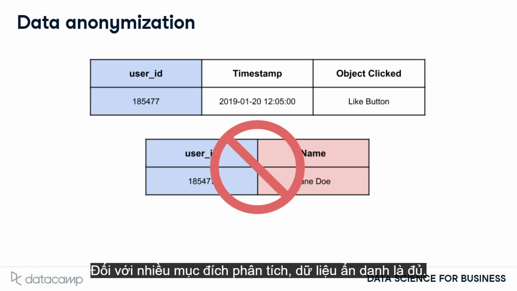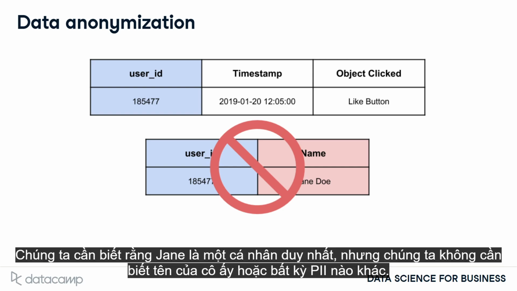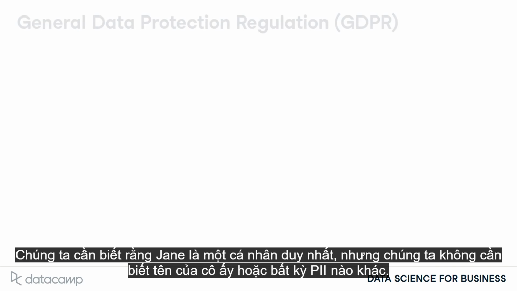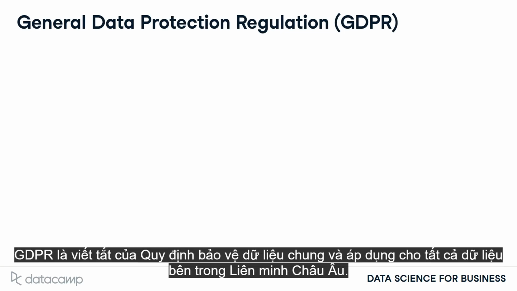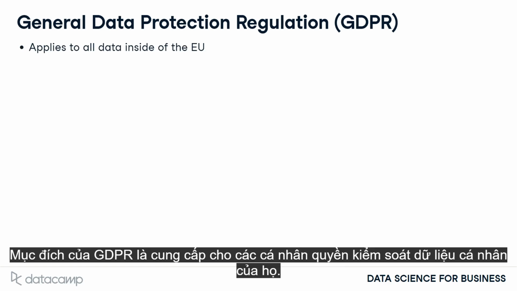For many analysis purposes, anonymized data is sufficient. We need to know that Jane is a unique individual, but we don't need to know her name or any other PII. You might have heard the term GDPR from your data team recently. GDPR stands for General Data Protection Regulation and applies to all data inside of the European Union. The purpose of GDPR is to give individuals control over their personal data.